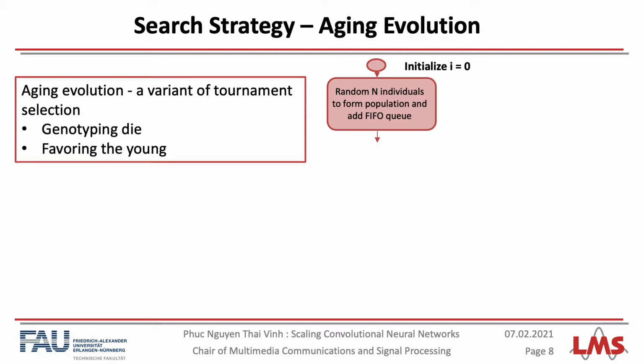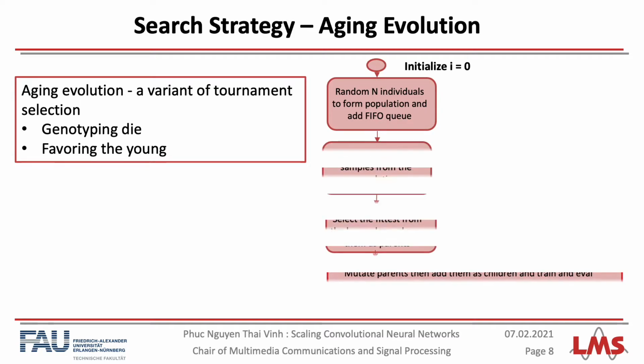And here is aging evolution with genotyping that favors the young. It means that it removes the oldest architecture from the population. At first, you can see it initializes the count at 1, and then it takes from the population, the number of individuals in the population. The reason we do this is because we want every architecture to have a likely equal chance to be picked in the search space, and then we add them to a first-in, first-out queue.